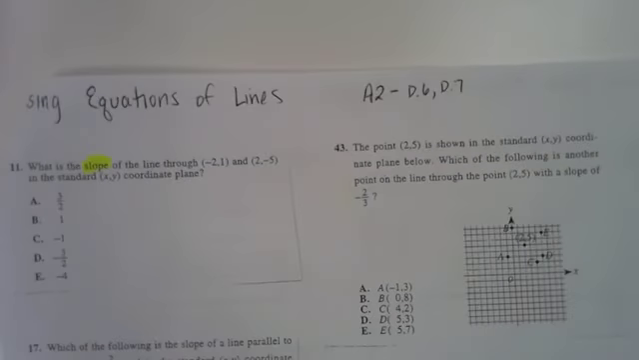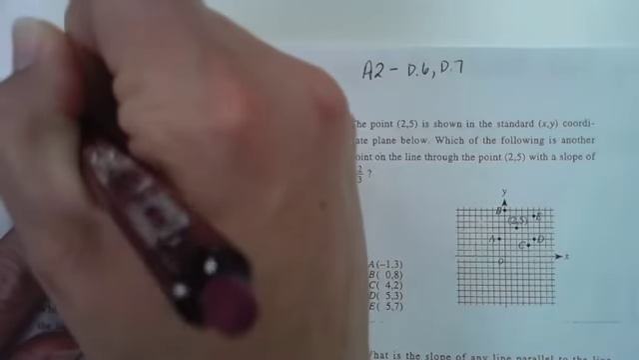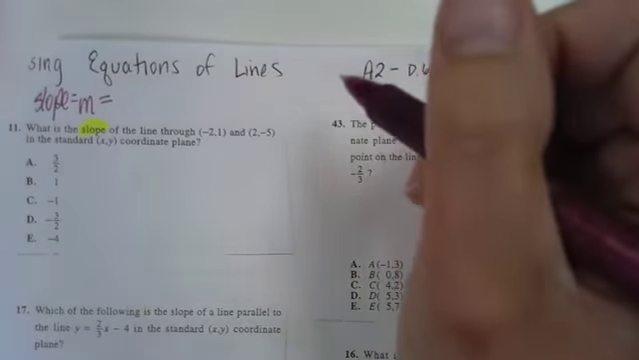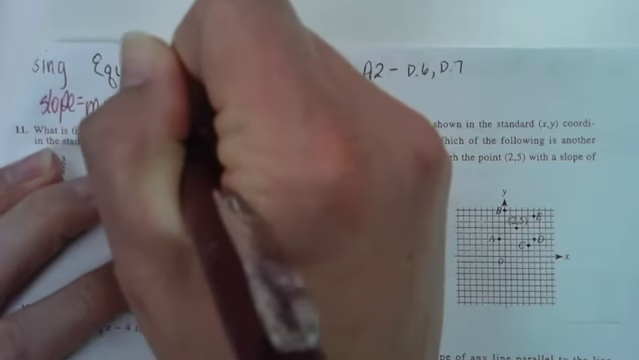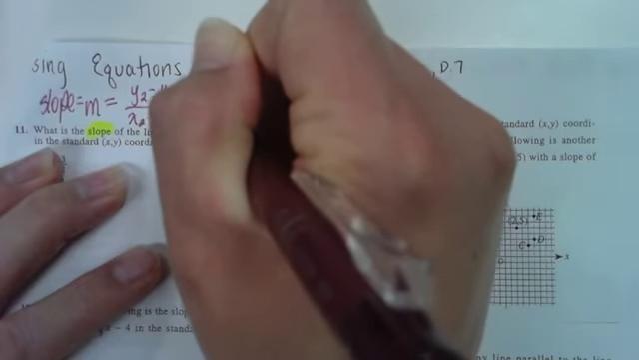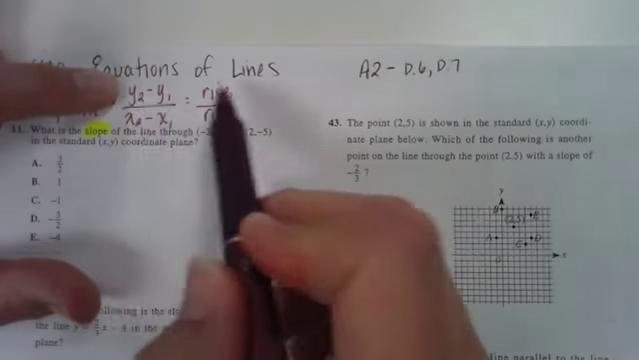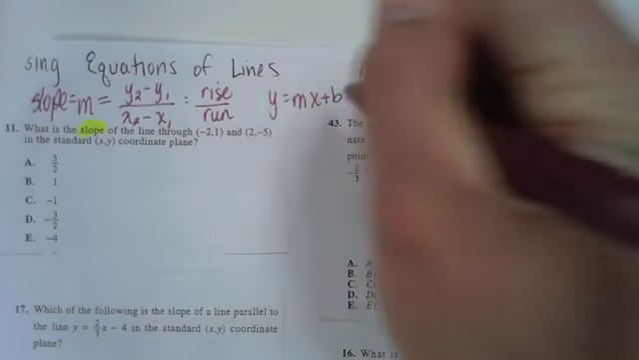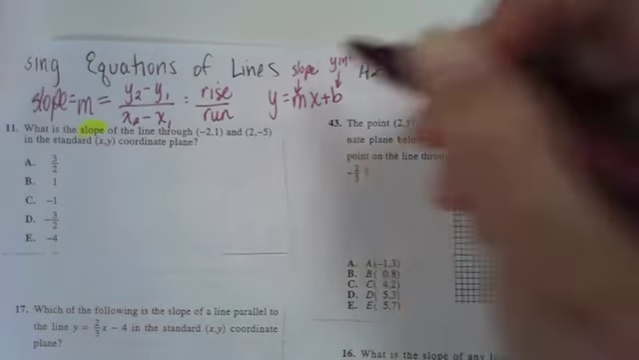Turn the page really fast. We're just remembering. This is equations of lines. And so what is slope? That's slope-intercept form. What is the equation for slope? y2 minus y1 over x2 minus x1. Or rise over run. Okay, that's important to remember. Y's on top. Rise with the y's. The y's go on top. Y equals mx plus b is good to know. Slope-intercept form. This is the y-intercept, and here we have the slope is m, the number in front of x.